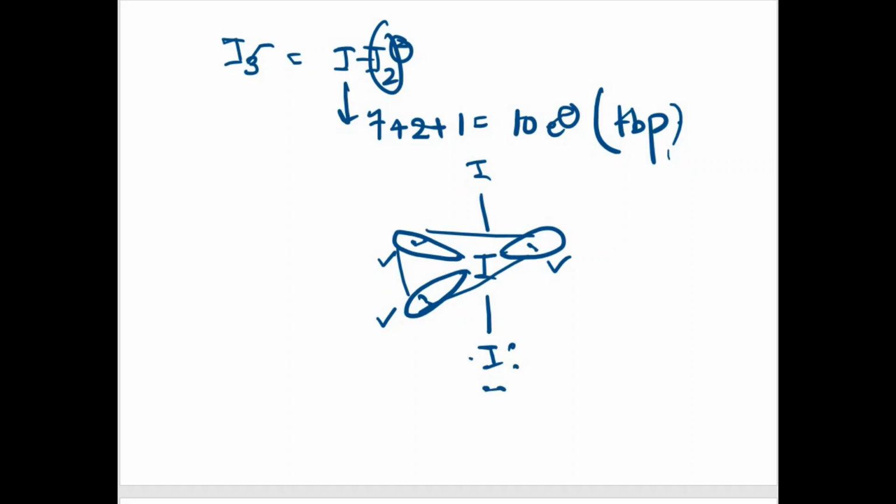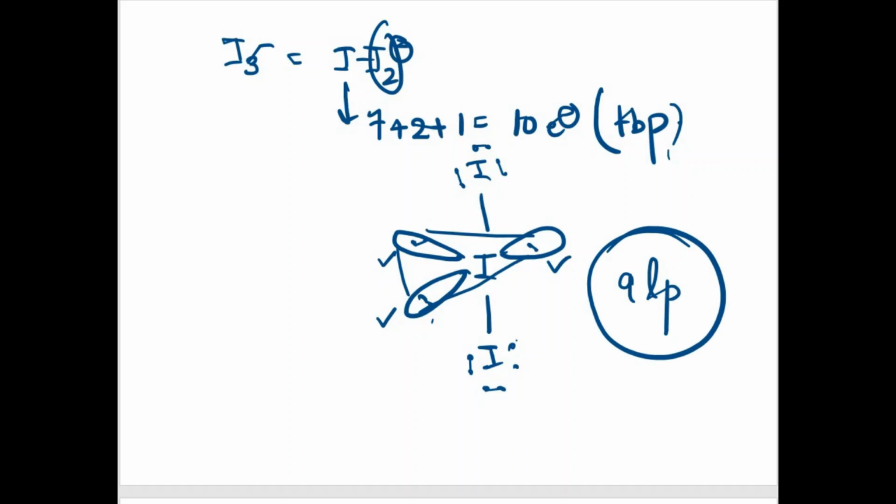See, so 1, 2, 3, 4, 5, 6, 7, 8 and 9. These elements also have lone pairs. So there will be 9 lone pairs altogether. Alright, clear? So that should be option number C.